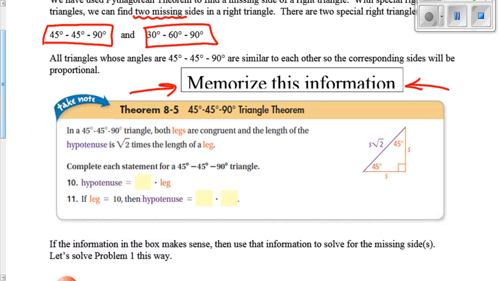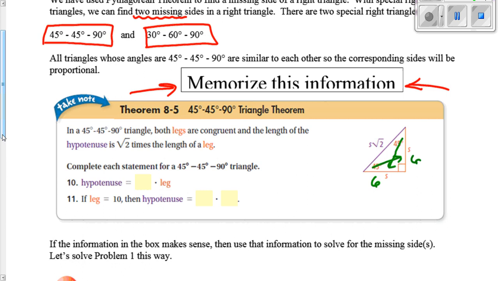The 45, 45, 90 degree triangle theorem: in a 45, 45, 90 triangle, both legs are congruent, and the length of the hypotenuse is square root 2 times the length of a leg. Take a look at this diagram. The legs are the ones that are opposite the 45-degree angles, and they are congruent, meaning they're the same size. So if I told you this one was 6, this leg would be 6 also.